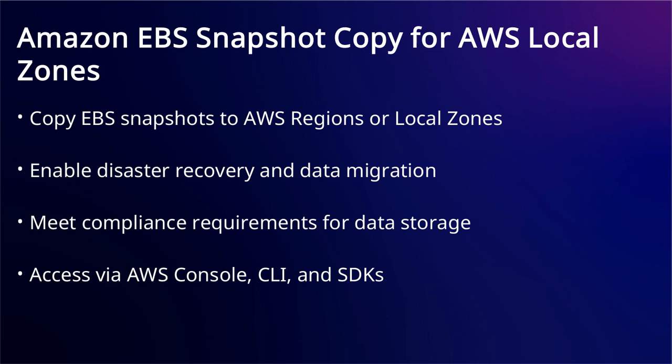Organizations often struggle to meet business continuity and compliance requirements when using AWS local zones. The new Amazon EBS Snapshot Copy feature addresses this by allowing you to copy EBS snapshots from local zones to AWS regions or other local zones. You can copy snapshots to enable disaster recovery and data migration across multiple locations. This helps meet compliance requirements for data storage and backup.